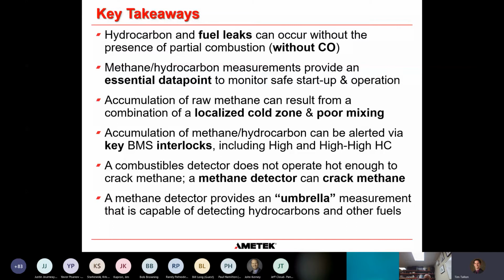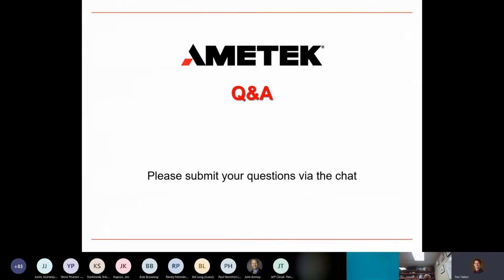So with that, I hope this was valuable to you. I hope this gives you a better picture for how methane measurement is important for combustion safety. And with that, I will open it up to questions. So if you could submit your questions via the chat, John will ask them one at a time whenever he gets a chance. So thank you for your time.